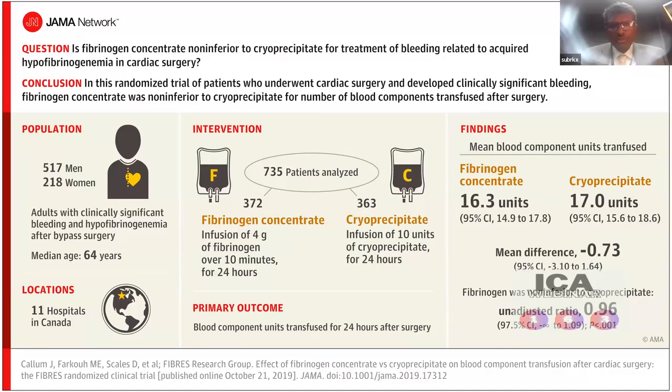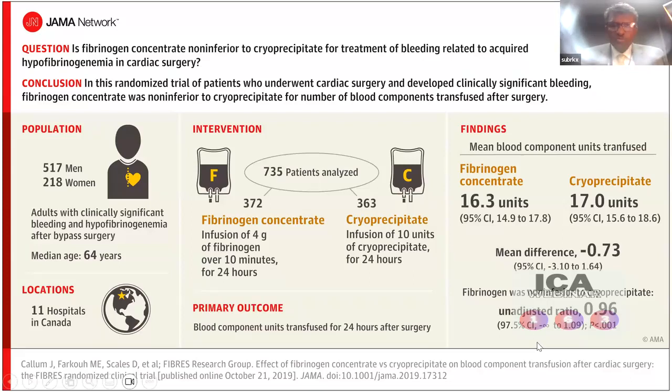In the cryoprecipitate group, they gave 10 units of cryoprecipitate over 24 hours. They didn't clearly mention how much was given or how many times it was given, but I will say that they compared over 24 hours administration of fibrinogen concentrate versus cryoprecipitate. And the mean blood administration units, you can see 16.3 units in this group versus 17 units in the cryoprecipitate group.